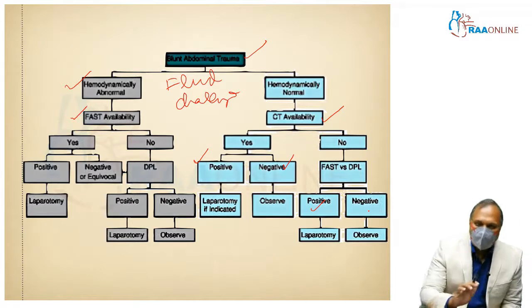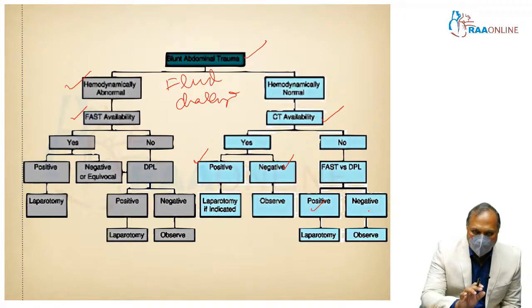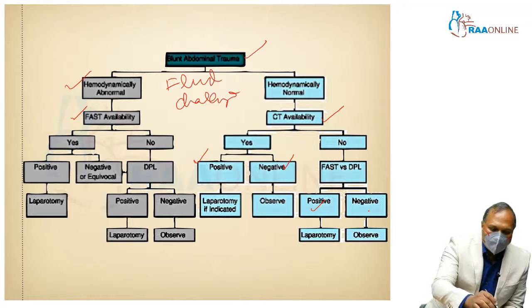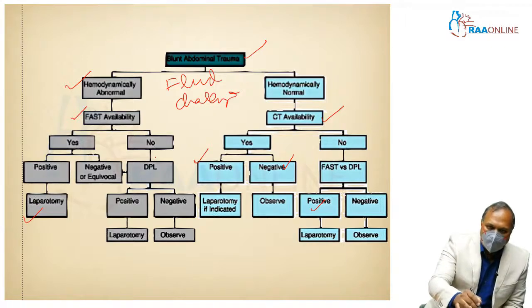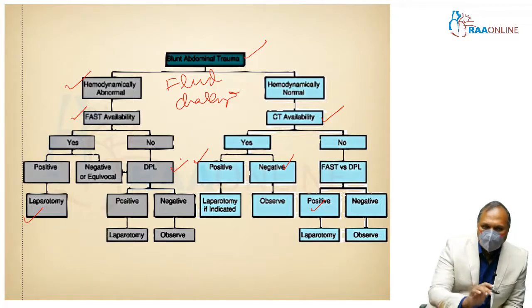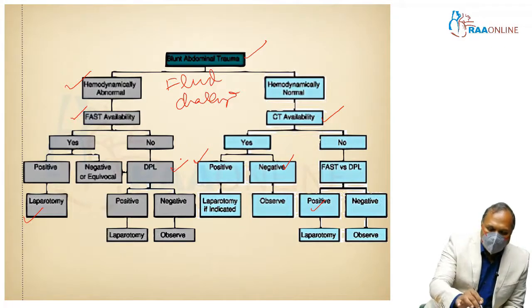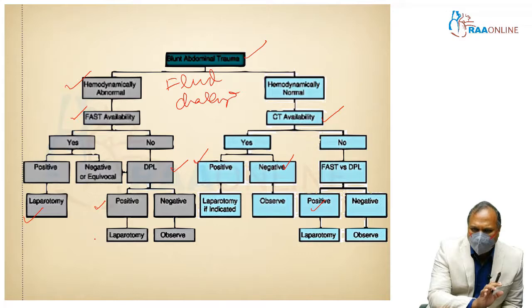In cases when the patient is hemodynamically abnormal and the FAST is available, then you need to do a FAST. If it is positive, then do a laparotomy. If it is negative or equivocal, or when the FAST is not available, then you do a DPL. If the diagnostic peritoneal lavage, which is DPL, is positive, then you do a laparotomy. If it is negative, then the patient can be observed.